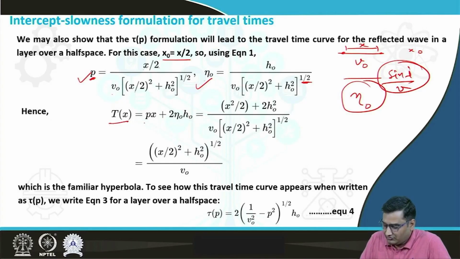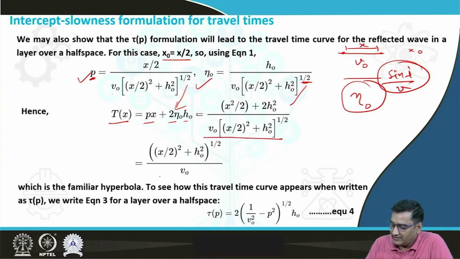T(x) is equal to px minus 2 eta naught h naught, and when you incorporate these things into this equation, then finally T(x) will be equal to the square root of x by 2 squared plus h naught squared, divided by v naught. So the tau p formulation also can lead to the travel time distance curve if you consider the T(x) variations.